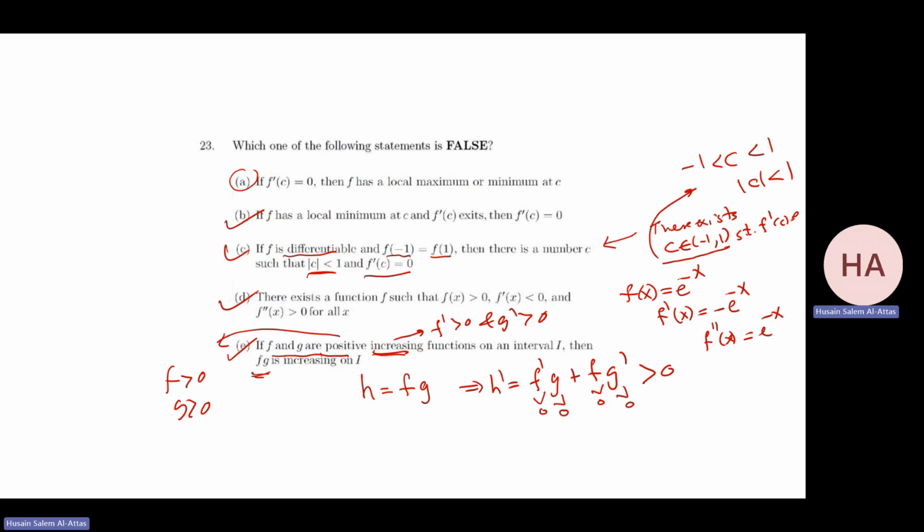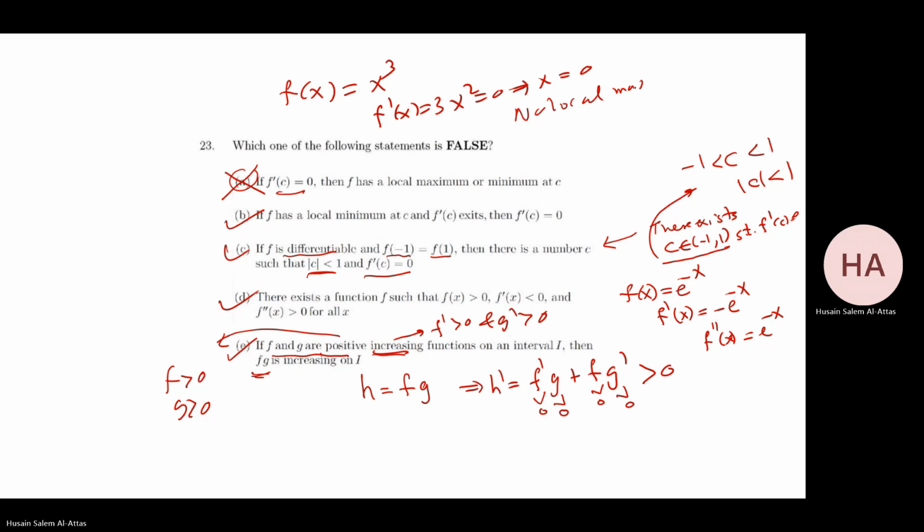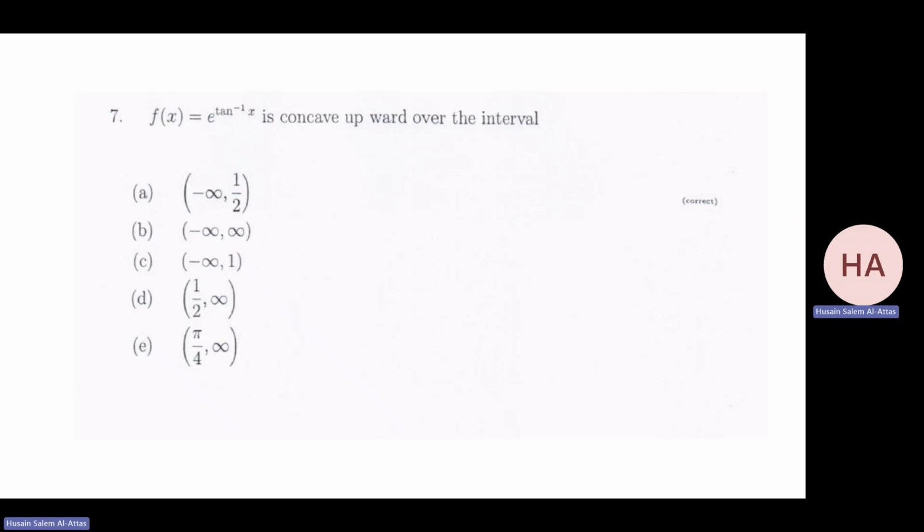This is one of the things we talk about in 4.1. If f prime equals 0, does that mean I have a local maximum? No, this is wrong. Why? Take x cubed. I have f prime 3x squared equal to 0, so I have x equals 0. It means f prime at 0 equals 0, but there is no local maximum or minimum. So this is wrong, and x cubed is an example.